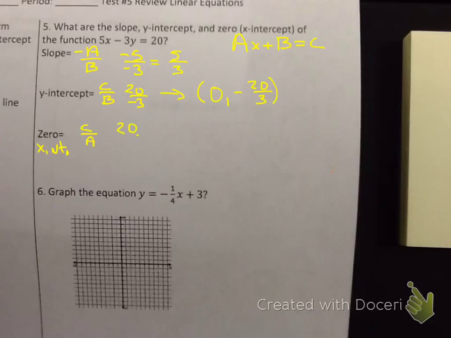Your zero is the answer over the x number, which would be 20 over 5, which is 4, and that could be written as a point as (4, 0), because again, your x-intercept is always a number, 0.